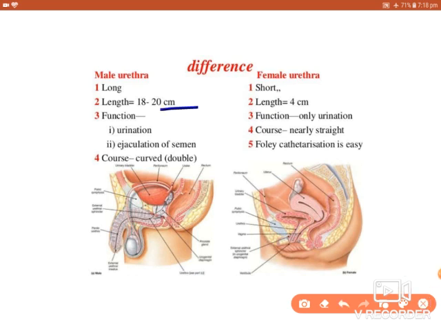Here is the difference between the male and female urethra. Its length is 18 to 20 centimeters in males. Here the average is 4 centimeters. The function here is only urination, whereas in males it is urination and ejaculation. Once there is ejaculation of semen, there is closure of the internal urethral orifice. Okay. So that is the main difference between male and female urethra.